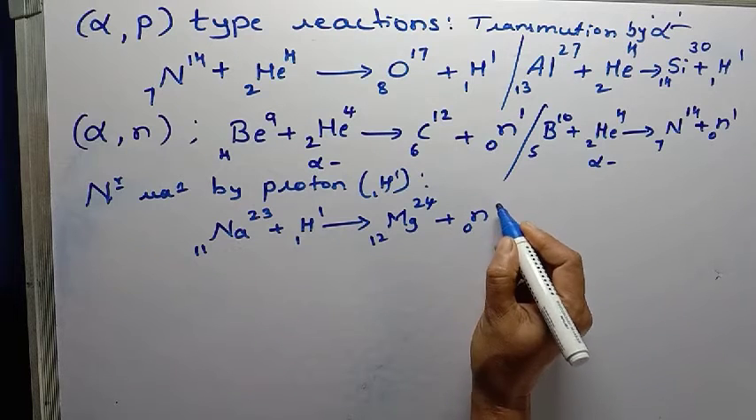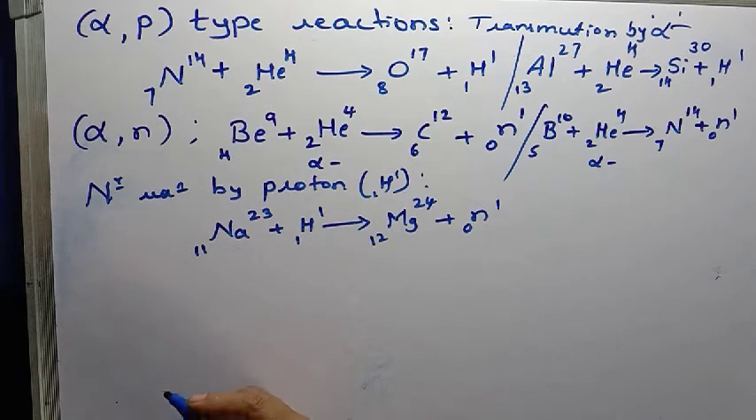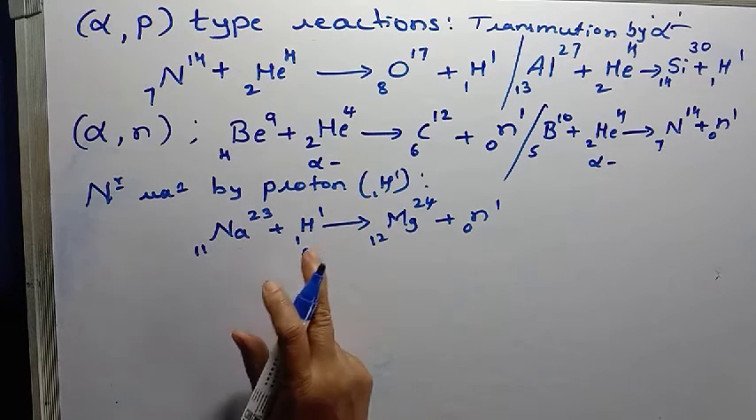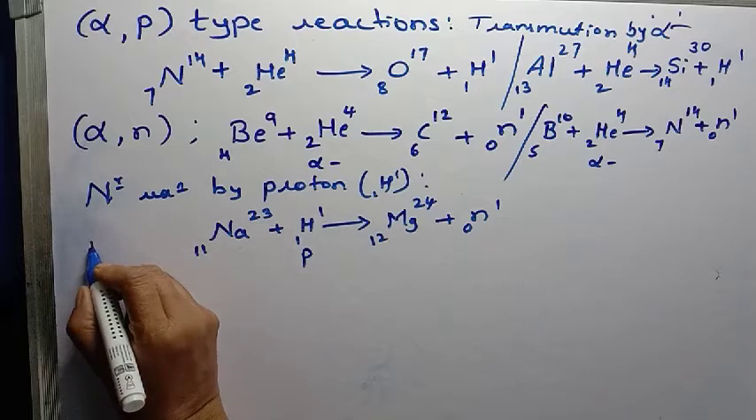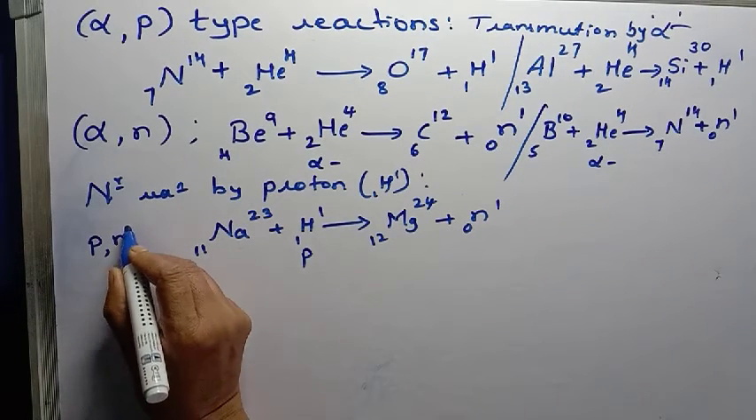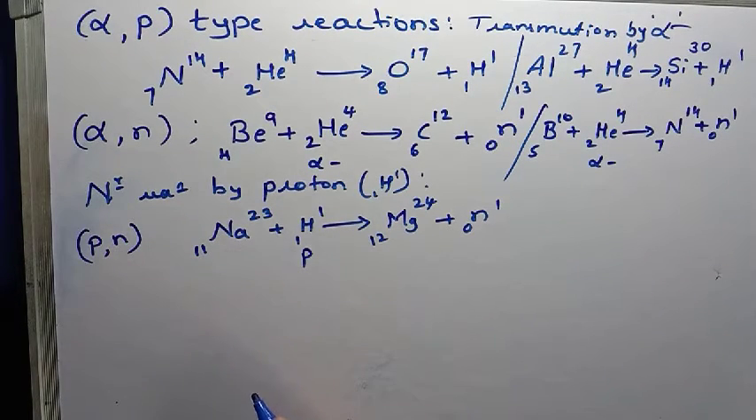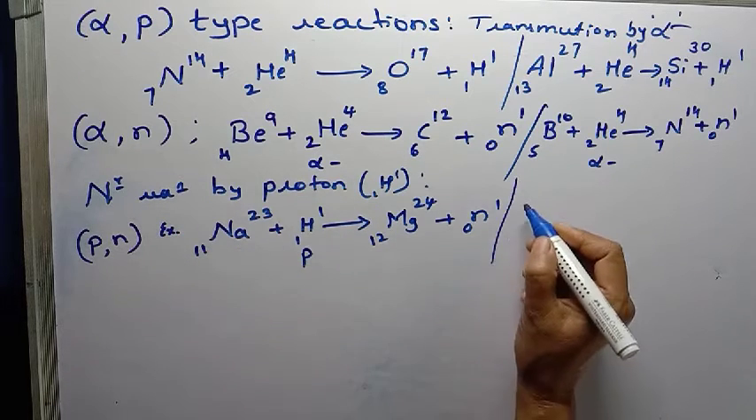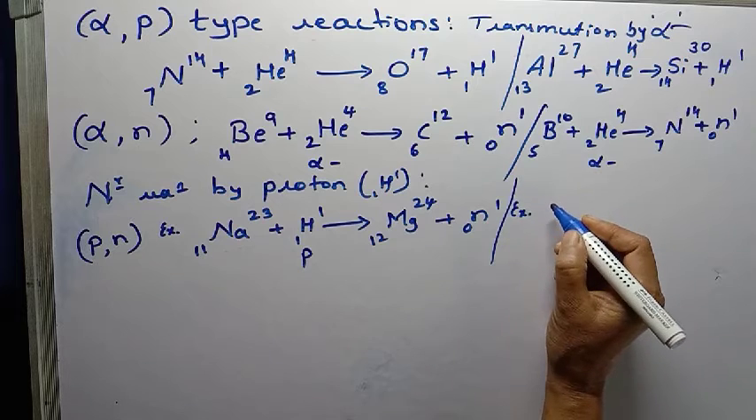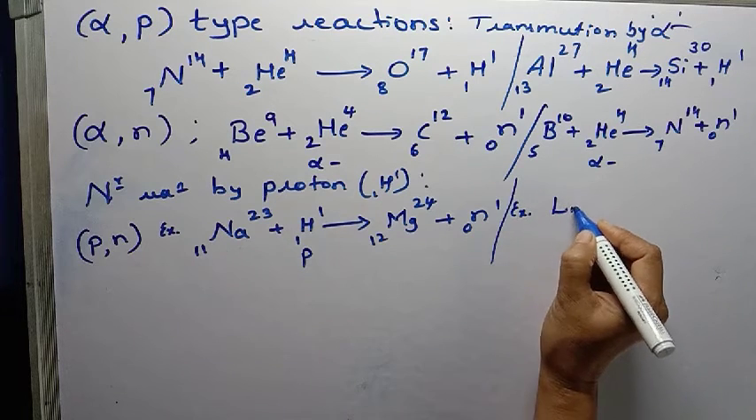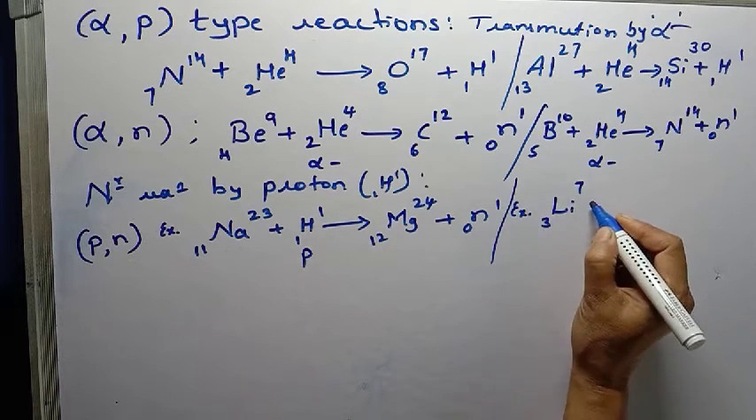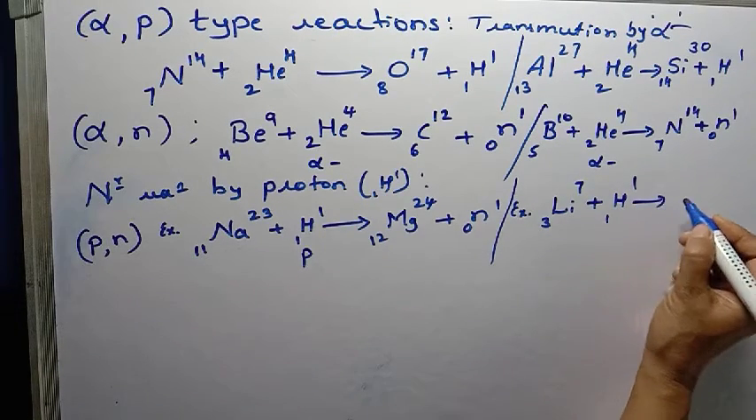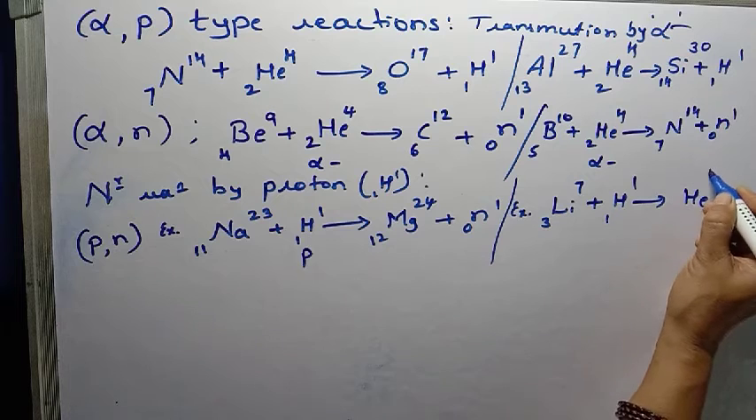With the elimination of a neutron, that means here the proton is used as a bombarding element and a neutron is liberated. Therefore what type of reaction is it? Proton neutron reaction. This is the example. One more example of the same type: lithium, when it is made to react, hit with a proton, you will get helium.